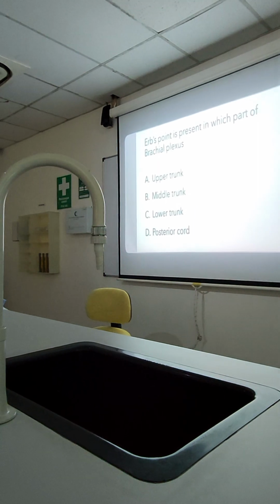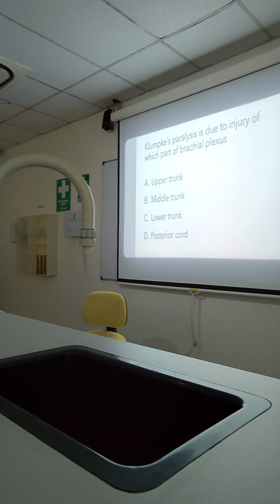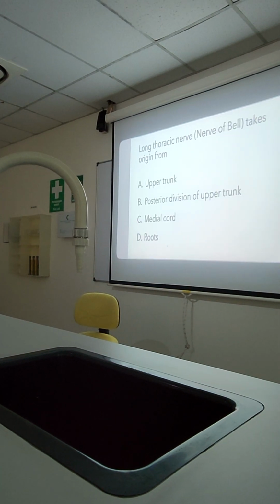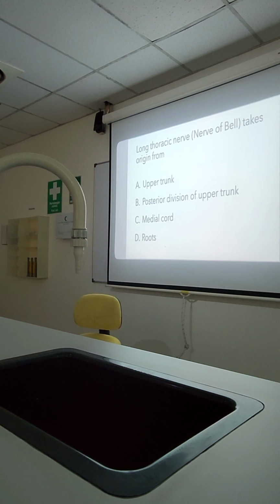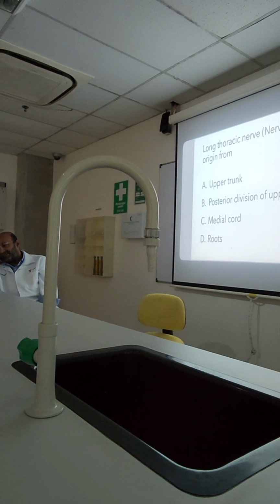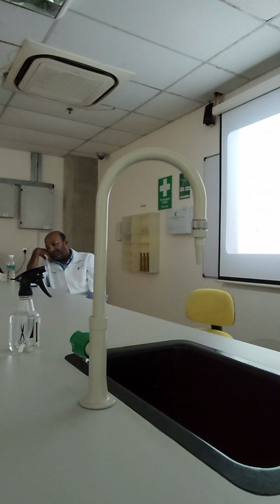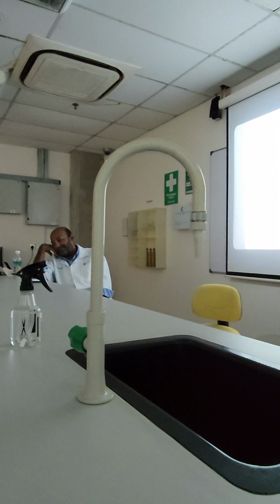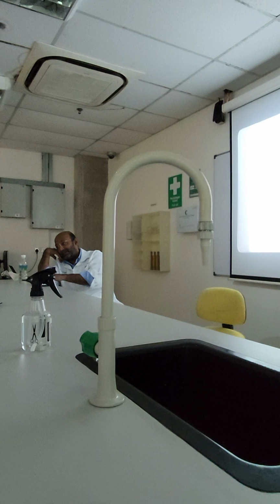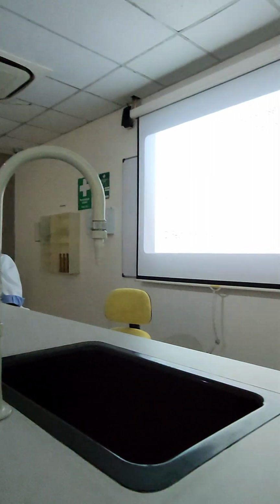Upper trunk, this one we discussed about. Lower trunk, we also talked about. Long thoracic is from the roots, C5. From the roots, it goes straight down.